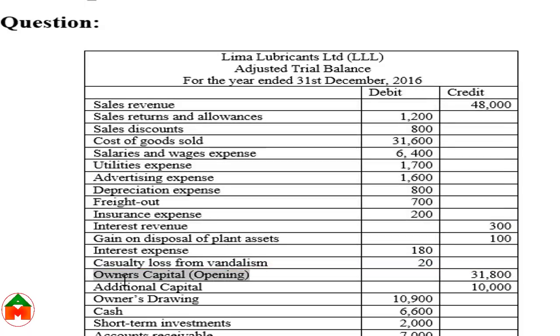Now we can see owner's capital. It's an item of the owner's equity statement. Additional capital should be added to owner's capital, and here we can see owner's drawing, which should be deducted from capital. So these three items should be transferred to the owner's equity statement.